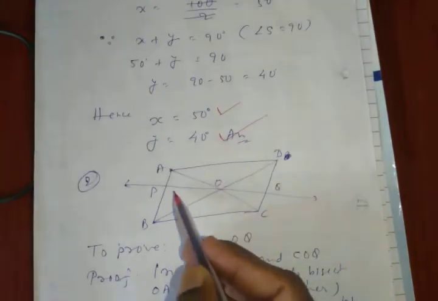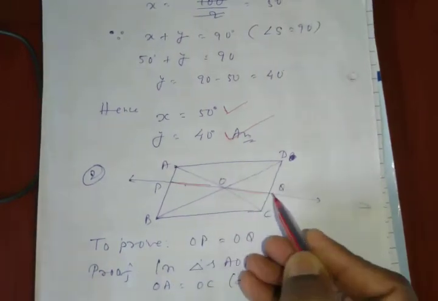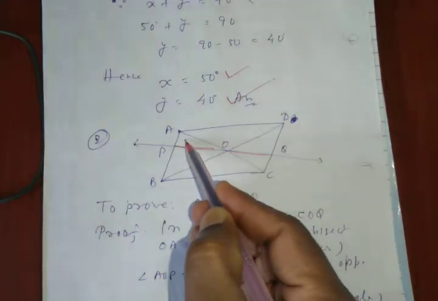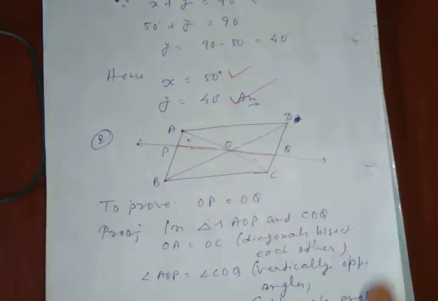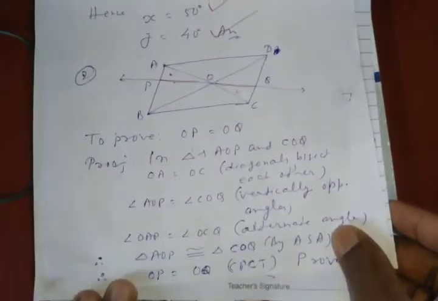That is, we have to prove that OP is equal to OQ here. For this, we will start from this. That is, in this triangle and in this triangle, prove that these two triangles are congruent, and then you will get the result. So how will we do it?